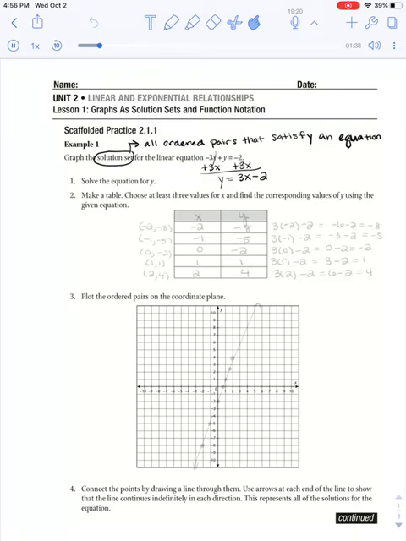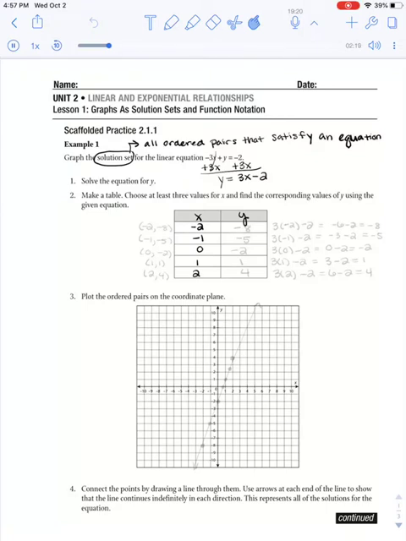So step 2 says we're going to make a table and choose at least 3 values for x and find the corresponding y values given the equation. So I'm going to say, okay, if this is x and this is y, I'm just going to pick a good sampling of numbers. If you look at this equation, it's going to be good to have some negative values and some positive values. So I'm going to pick negative 2, negative 1, 0, 1, and 2. It said at least 3 values, but I feel like if you do these 5 values, you'll get a good picture of what this function looks like.